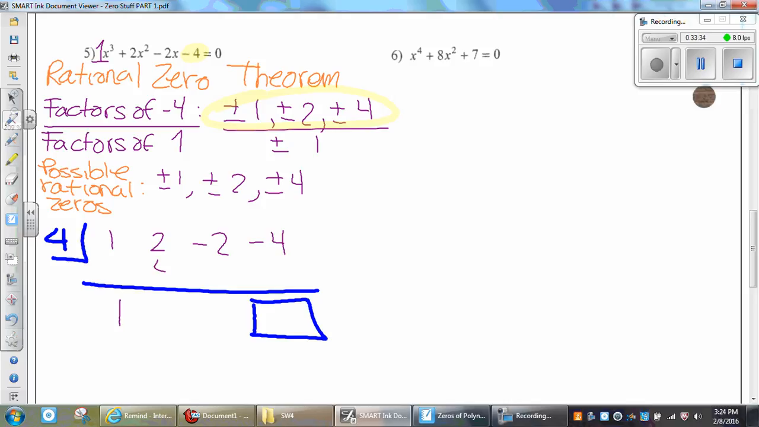4 times 1 is 4. 2 times 4 is 8. 4 times 8 is 16. Wait a second. I've been doing really bad math all day. 4 times 8 is 32. 32 minus 2 is 30. 4 times 30 is 120. 120 minus 4 is 116. So, will that be a 0? No.